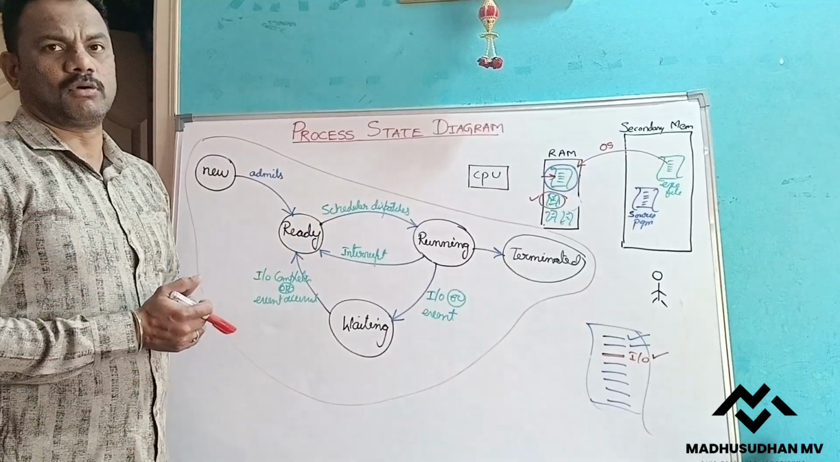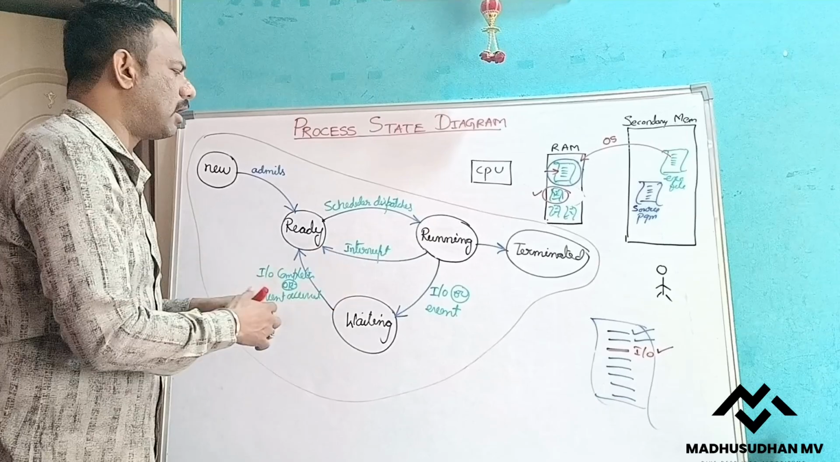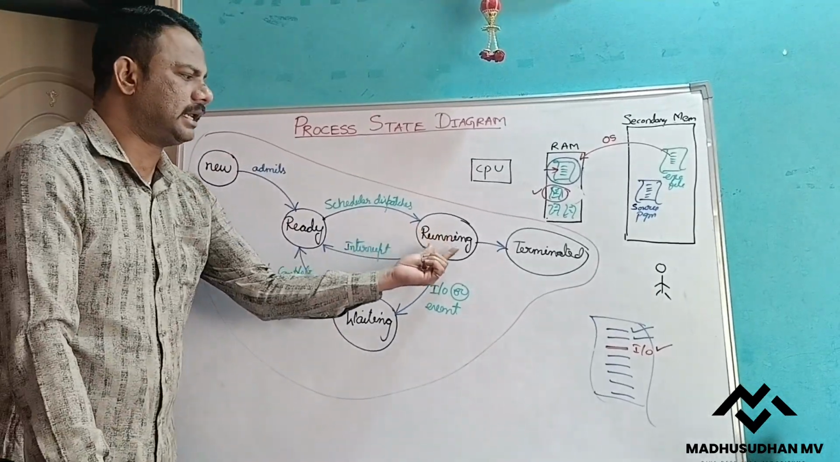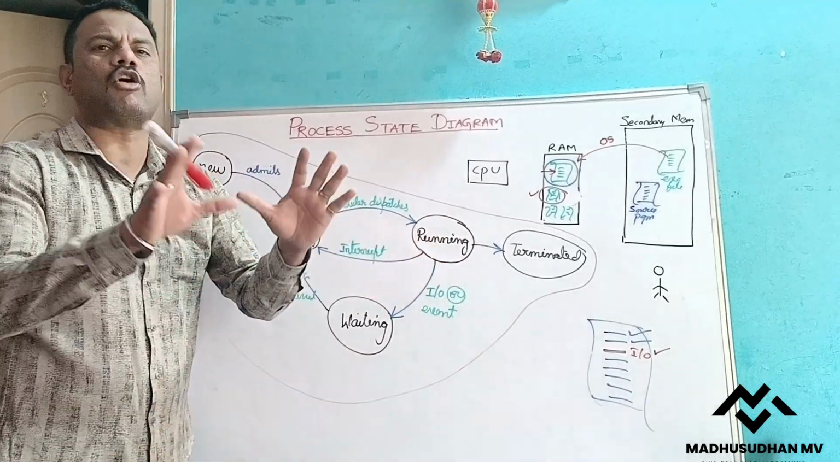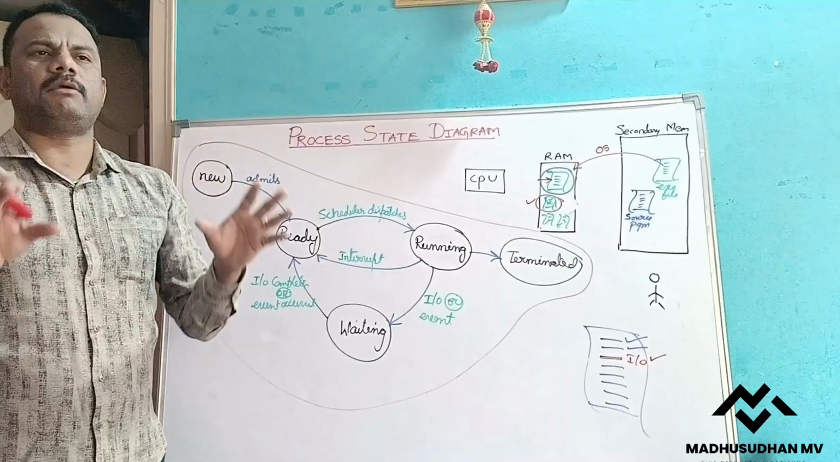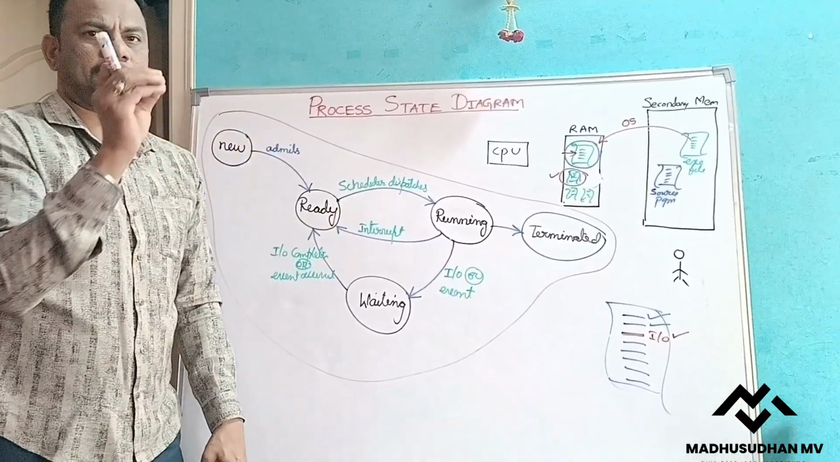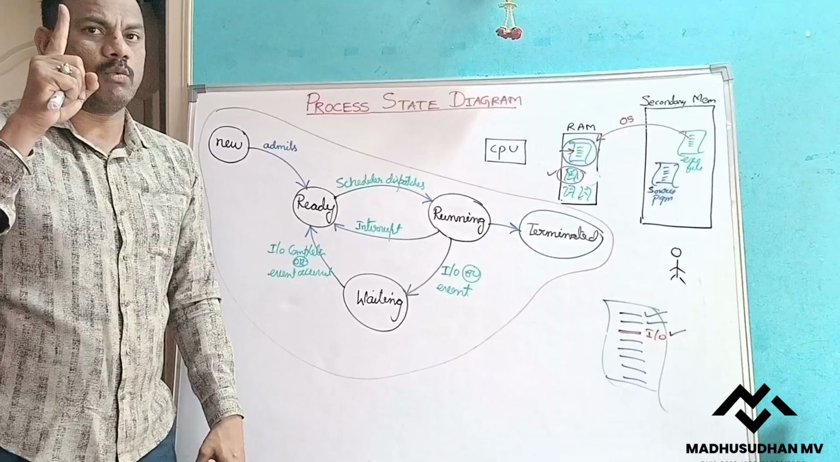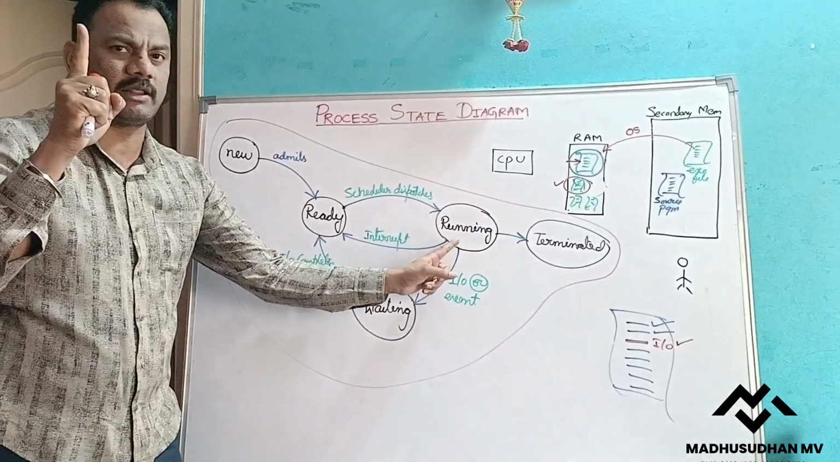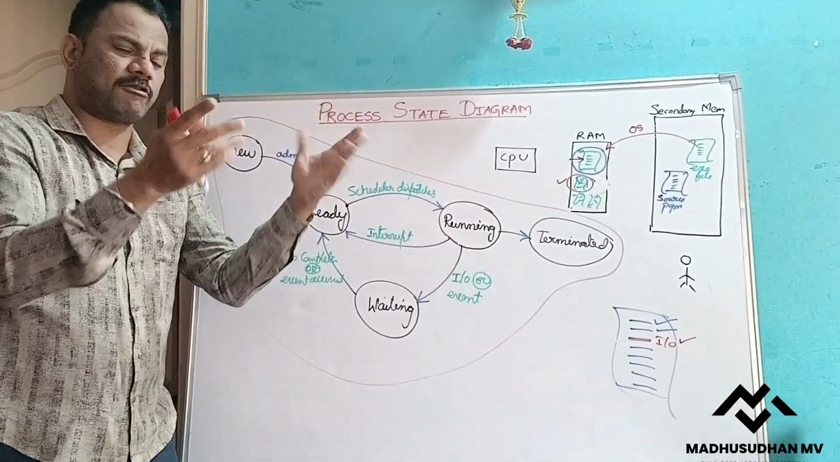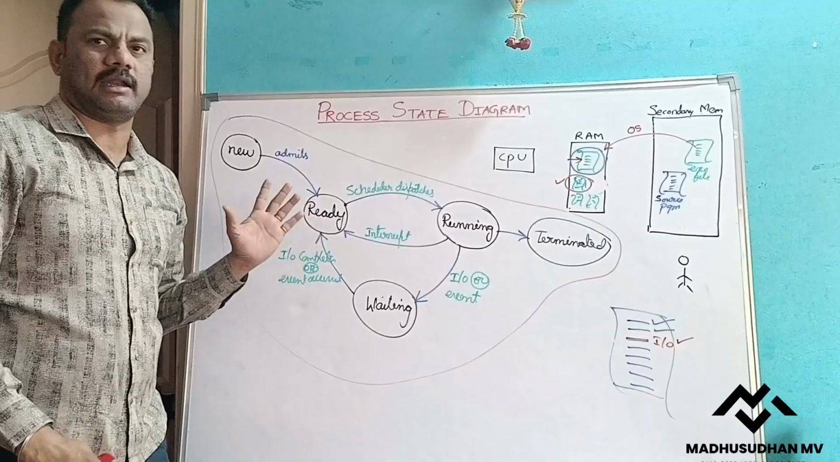In some textbooks, people use different terminologies for these five states, such as running or executing, but the concept is the same. Any process should be in any one of these five states. Again, the summary is that only one process should be in the running state at a time, and any number of processes may be in the waiting state or the ready state.